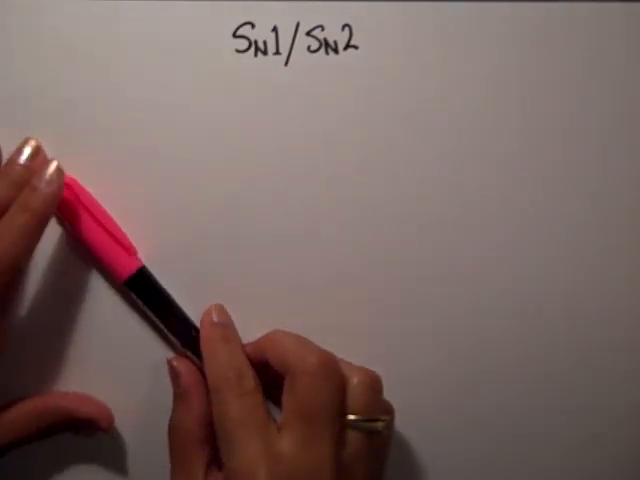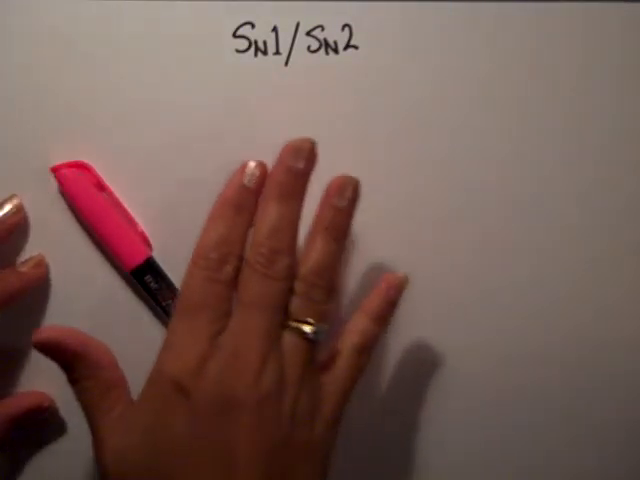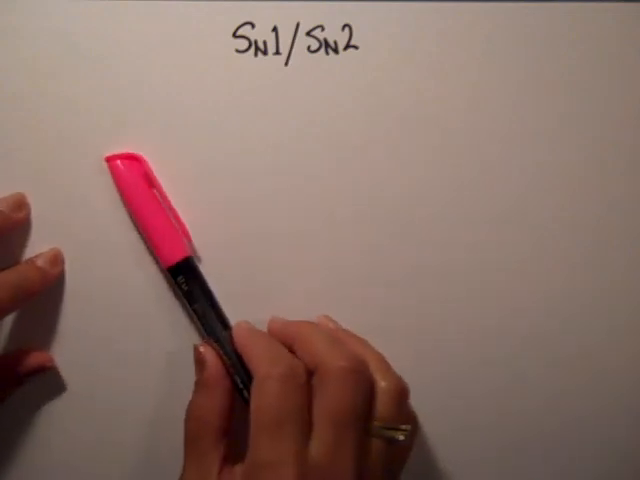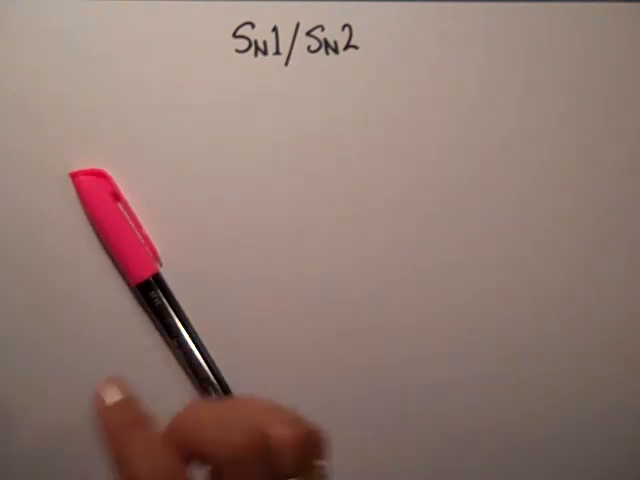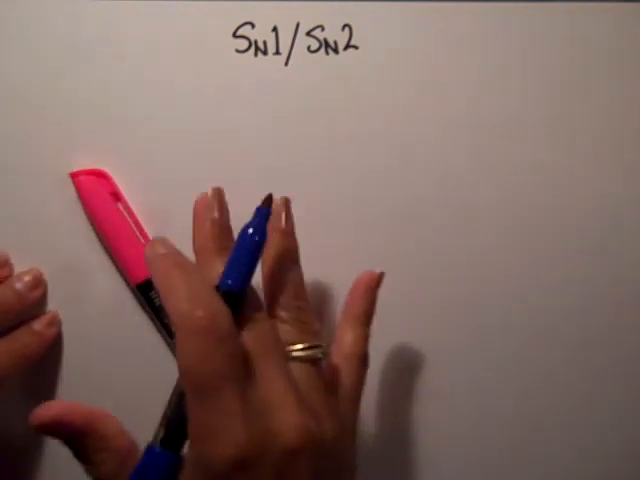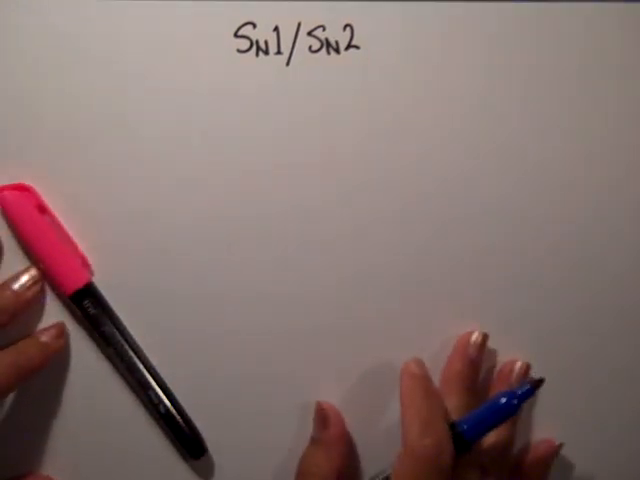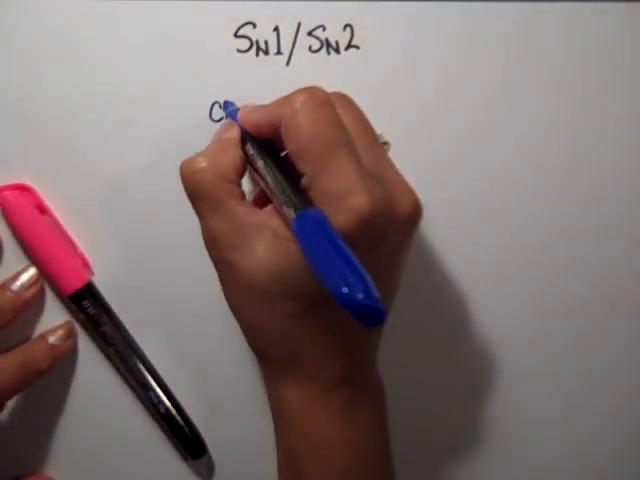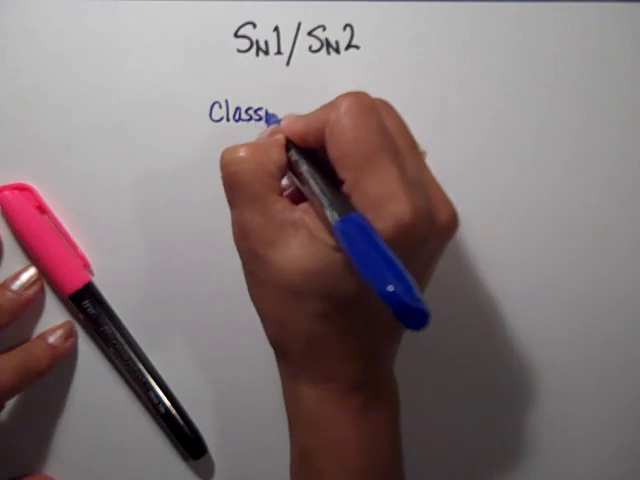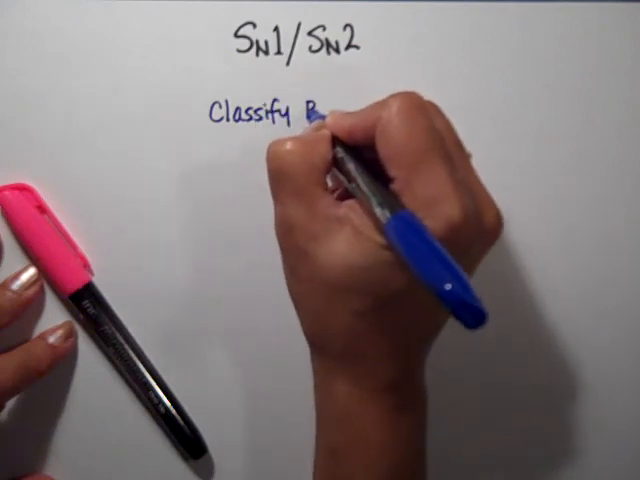So now we have to decide whether the reaction is going to be an SN1 or an SN2. And we have to actually make a flow chart of what we're going to do. The first thing that we have to do is classify the alkyl halide that we have.